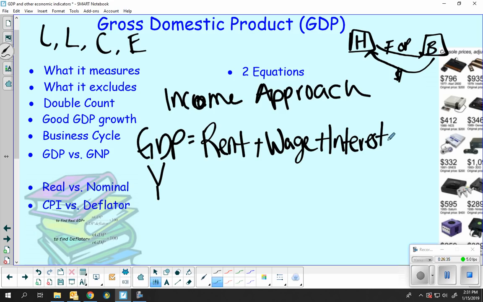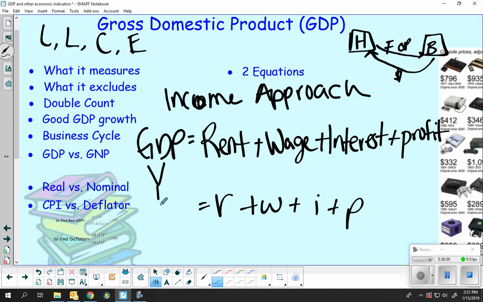Remember, that's the price of a loan. And then E, when you sell your entrepreneurship, you invent a new product and you are a new entrepreneur, you're on Shark Tank. Hopefully, you will get the last one, which is profit. So RWIP is the equation for GDP if you're talking about the income approach, adding up all of our incomes.